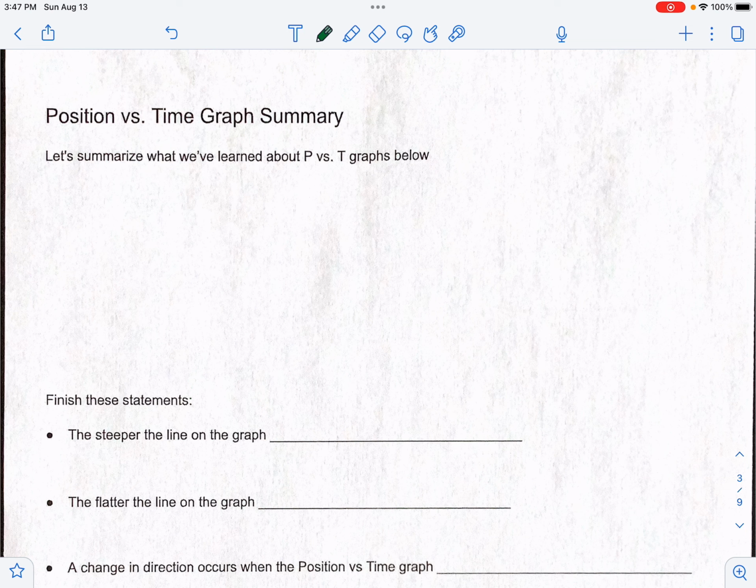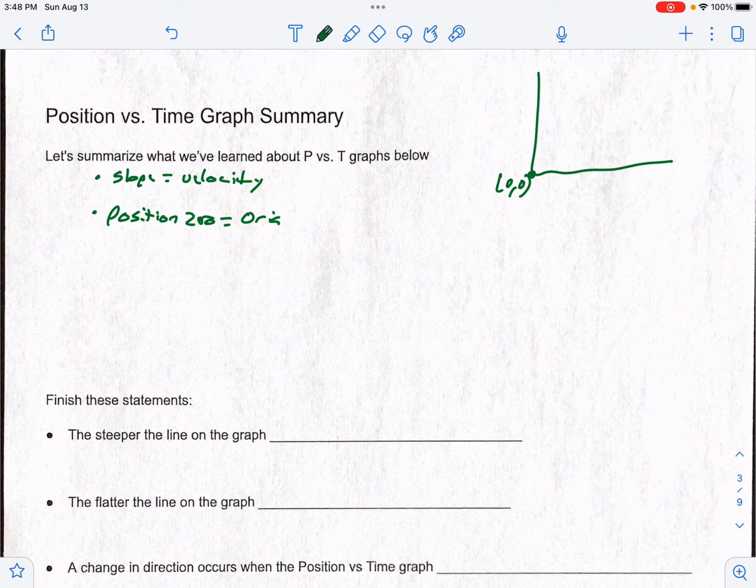Okay, let's summarize a little bit what we've gone over. So we know, one, our important thing is that slope equals velocity. One thing we didn't really talk about is 0,0, like at the bottom of a graph. If I have a graph right here, and this point right here is going to be 0,0, that is called position 0. And the term for that is the origin. It doesn't always state that you have to start there, but if you're referring to an origin, that means 0,0.